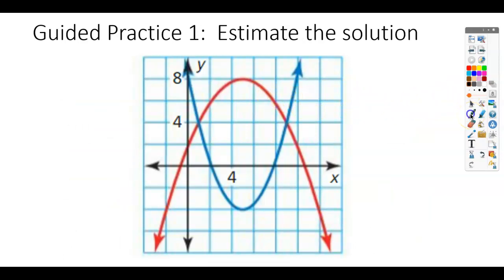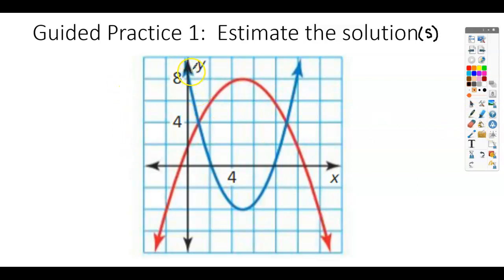So the first thing I want us to do is I want you guys to estimate the solutions to this system of equations. Now remember, the solution is where the lines cross and it's a point, so you need an x and a y value. So I want you guys to estimate the solution, or perhaps I should say solutions, of this system of equations. So pause the video and give it a try, and when you unpause it, we'll discuss the answer.